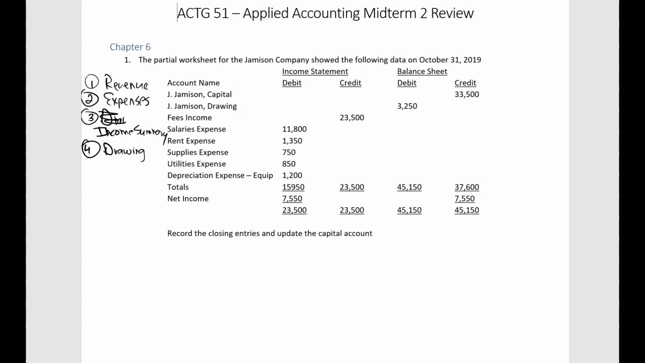Okay, so let's start with the first one, to close your revenue. Our revenue here is fees income. So this is one we need to close. It has a normal credit balance, so to close it out, we need to debit the account. So we will debit fees income for $23,500, and this is closed out into the income summary account as a credit.